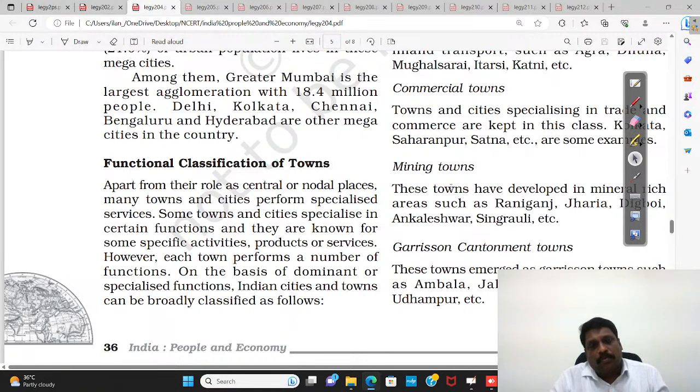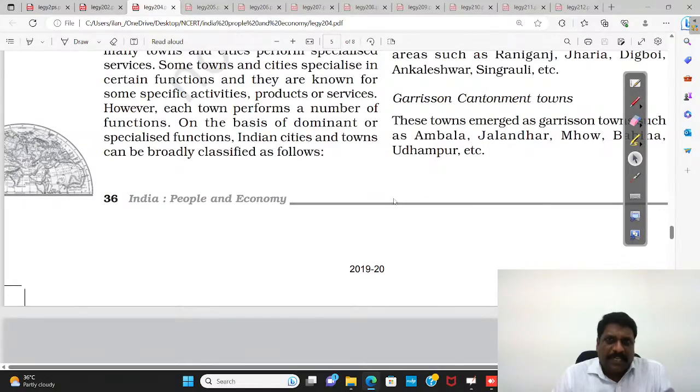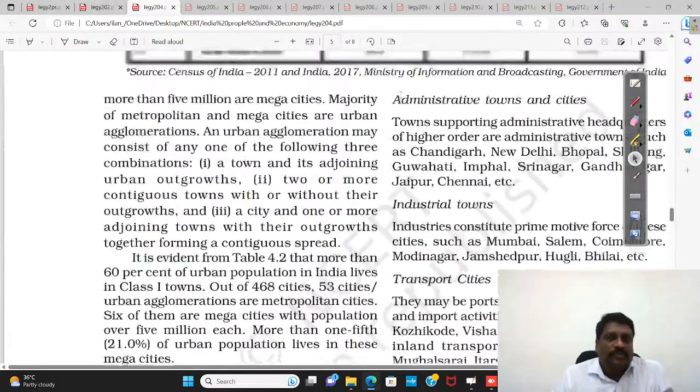Number two, it also says the population should be more than 5,000, that is okay, but the density of population should be more than 400. At least 400 people should be living per square kilometer of an area. Then only can I call it an urban area. Of course, census reclassification also we have.